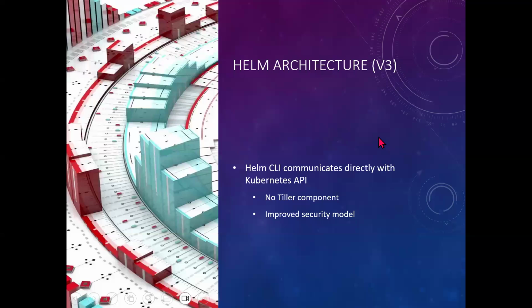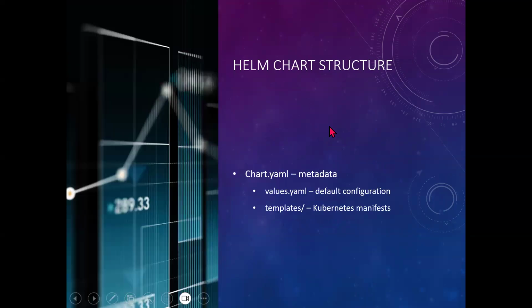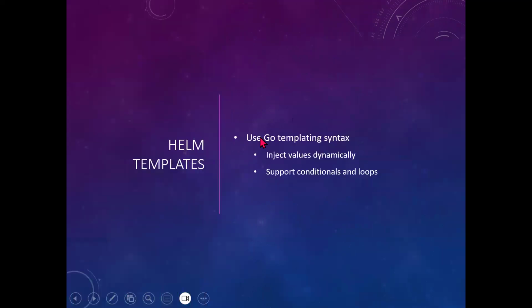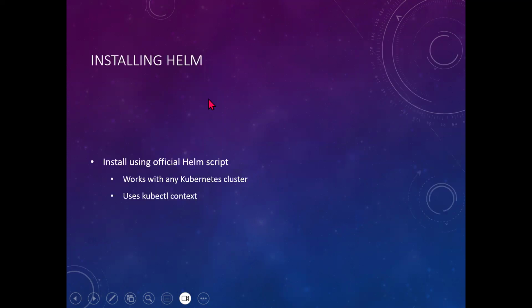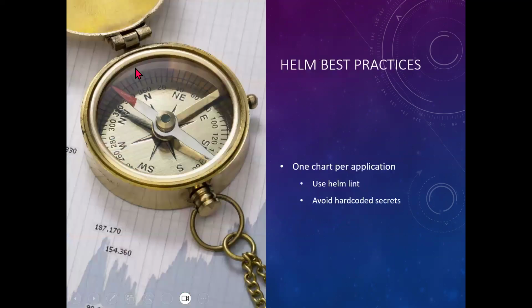Helm architecture. Helm 3. Unfortunately, as you just saw on the website, we are already on Helm 4. So there's no Tiller, and there's an improved security model. In a Helm chart we have values.yaml and the templates. Helm templates use Go templating syntax to inject values dynamically. Don't worry about this one, we'll talk about this in just a moment.